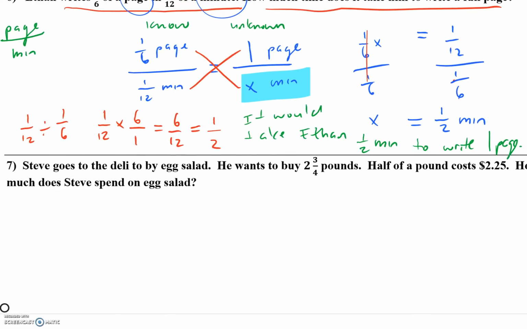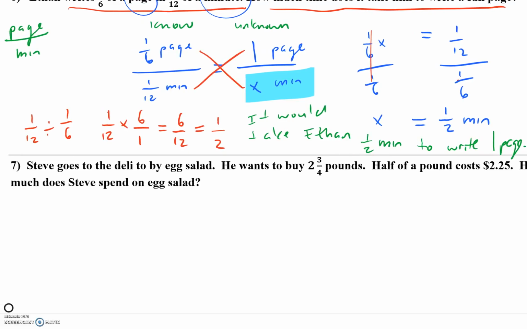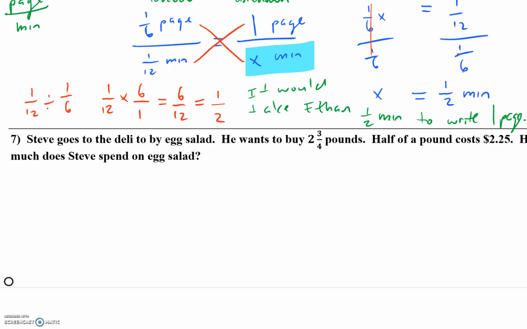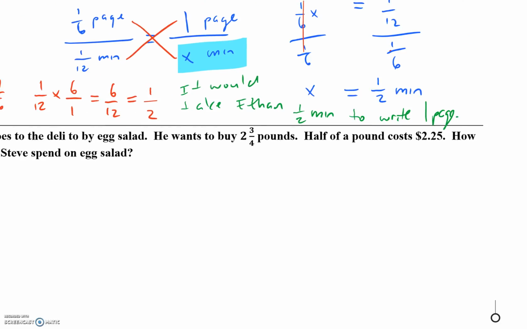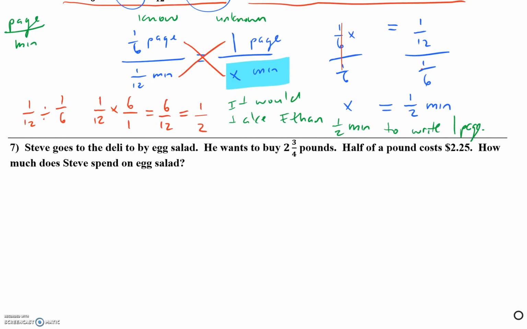So it says, Steve goes to the deli to buy egg salad. That should say buy, B-U-Y. He wants to buy 2 3/4 of a pound. Half a pound costs $2.25. How much does Steve spend on egg salad? All right. So in this case, we're working with both fractions and decimals. And I much rather prefer to work with one of them. We're either going to work with all fractions or we're going to work with all decimals.